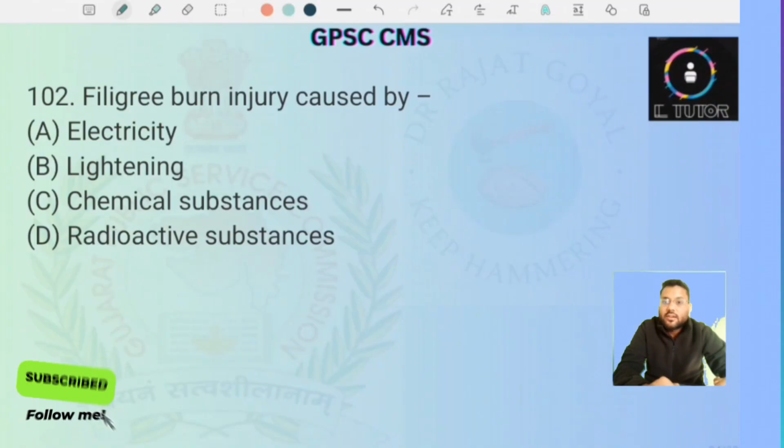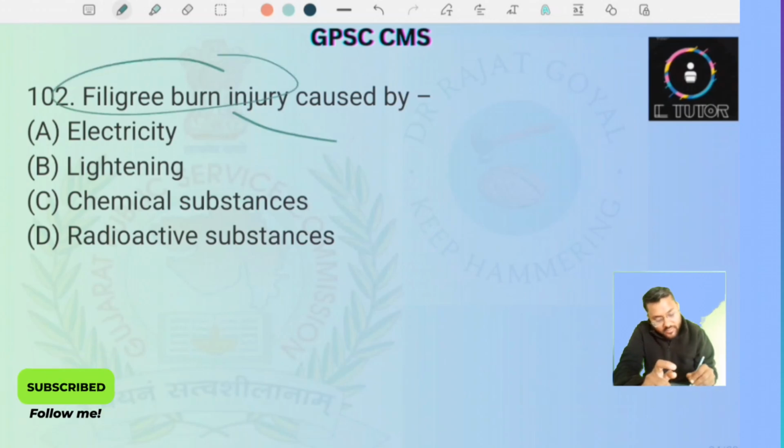Next question is, filigree burn injury caused by. So what is a filigree burn? Filigree burn injury is the fern-like pattern.